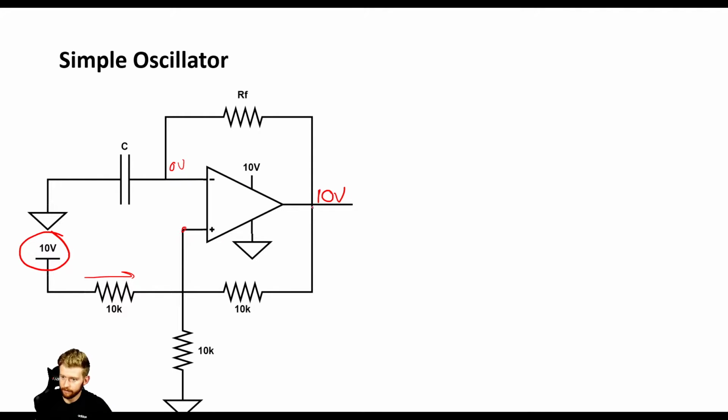Well, we have 10 volts here. That's going to cause current to flow through this 10K resistor. We have 10 volts here. It's causing current to flow here. So all of these voltages actually have to go down through this bottom one. So let's simplify this a little bit over here. So we have 10 volts.